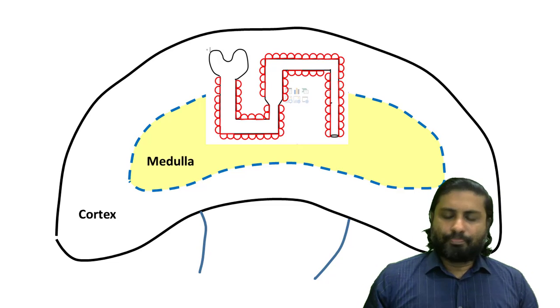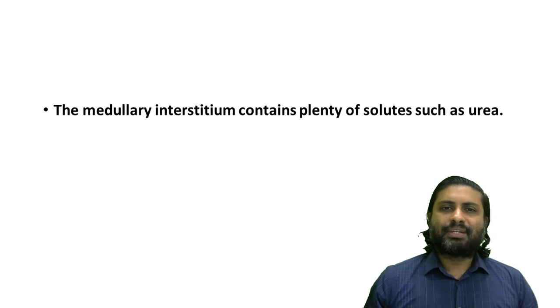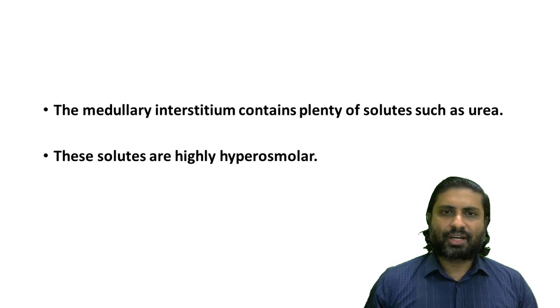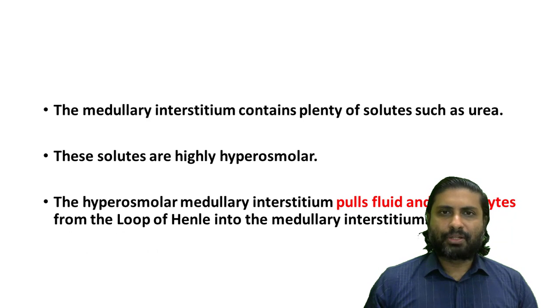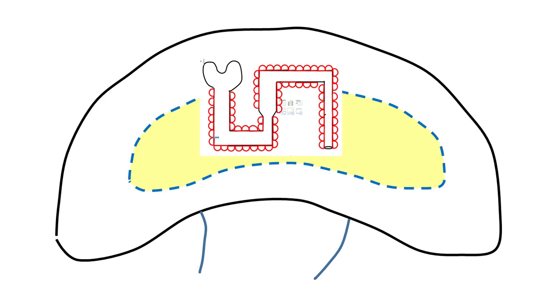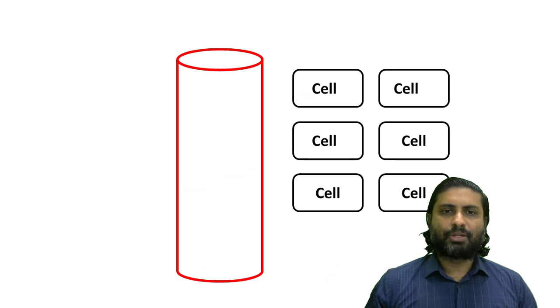The point that I would like to make over here is that the medullary interstitium contains plenty of solutes such as urea, and these solutes are hyperosmolar. The hyperosmolar medullary interstitium pulls fluids and electrolytes from the loop of Henle into the medullary interstitium. So there you go, you can see fluids and electrolytes being pulled from the loop of Henle into the medullary interstitium.